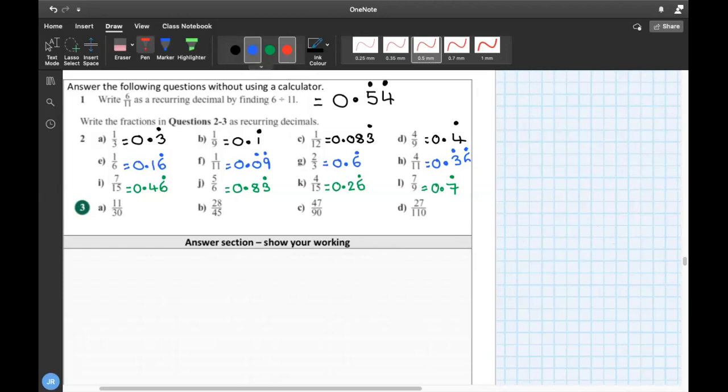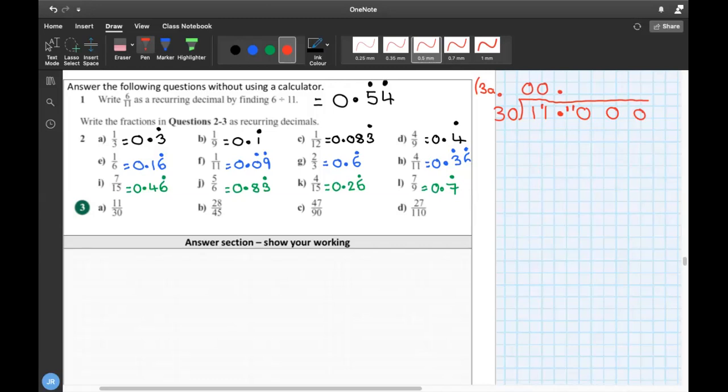Okay, 11 divided by 30. So we're now doing question 3A. 11 divided by 30. So the number I'm dividing is 11. And the number I'm dividing that by is 30. Okay, so here I really need the 30 times tables in my head. How many 30s can we fit into 1? None. How many 30s can we fit into 11? None as well. So we've now got 110 here.